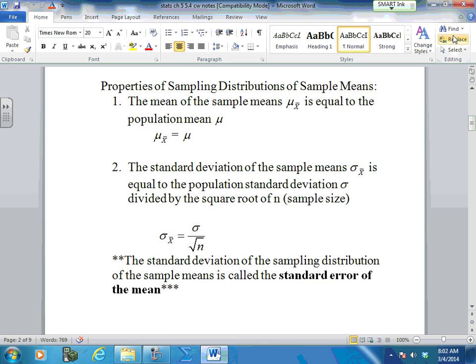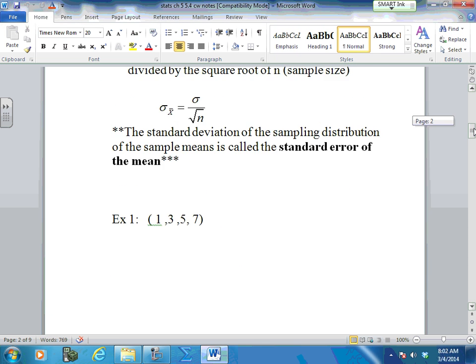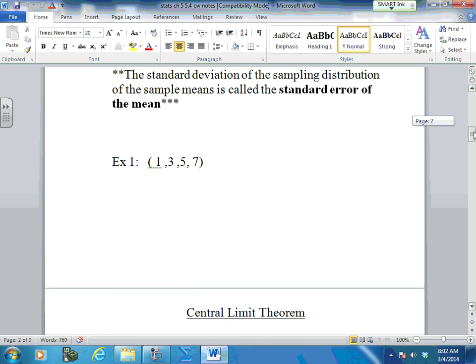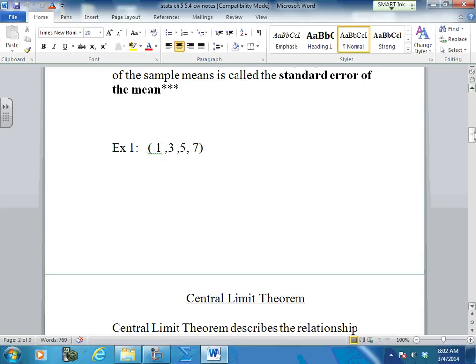Okay. I don't know what happened to my sample here. Okay, if you turn to page 247. This will show you how the population mean is the same as your sample mean, but your standard deviation is not.